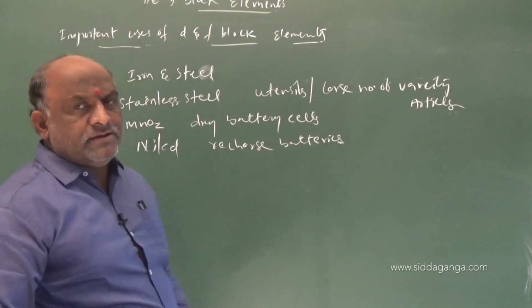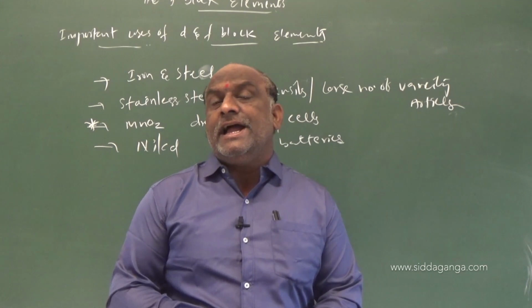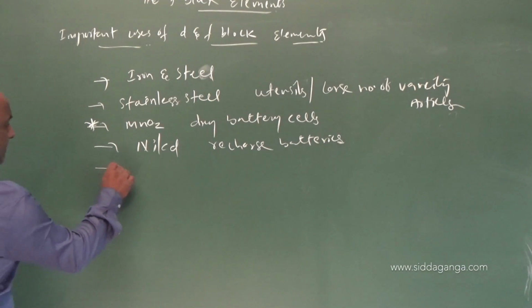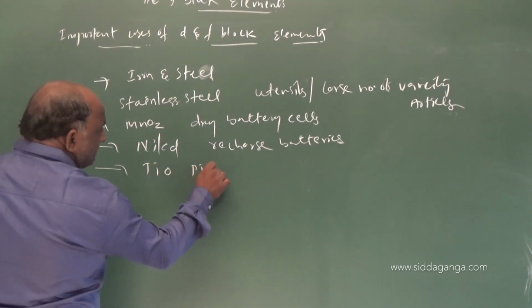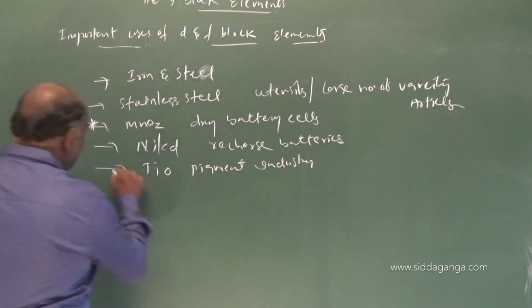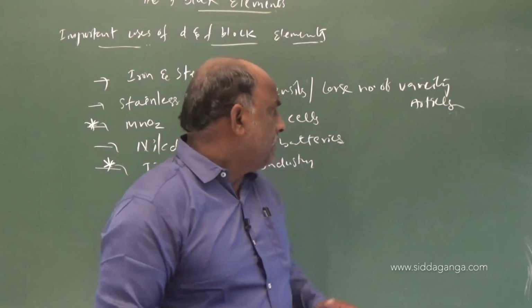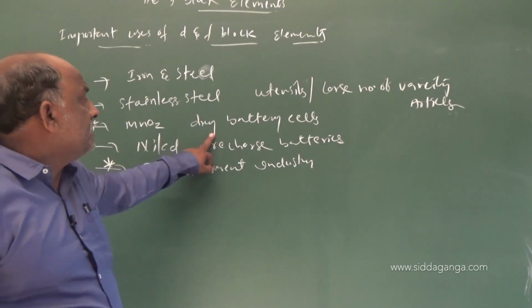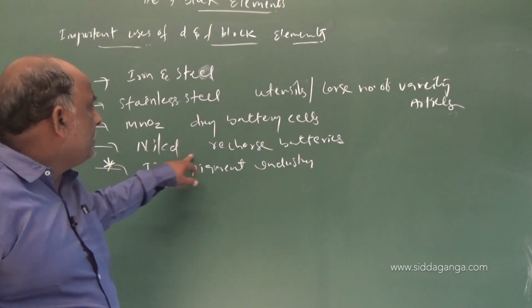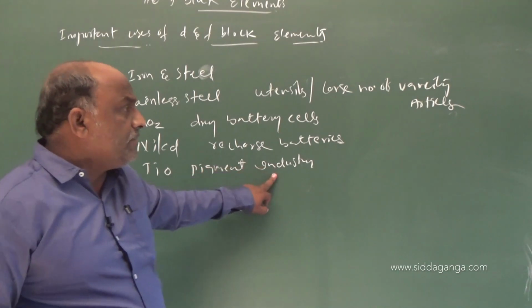Rechargeable batteries, we can use nickel and cadmium. And one more example is TiO, titanium oxide. TiO is used in the pigment industry. You make a note, this is also very important. TiO is used in the pigment industry, and MnO2 is used in dry battery cells. Nickel cadmium is used in rechargeable batteries.